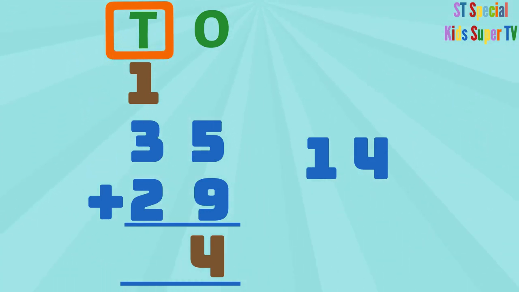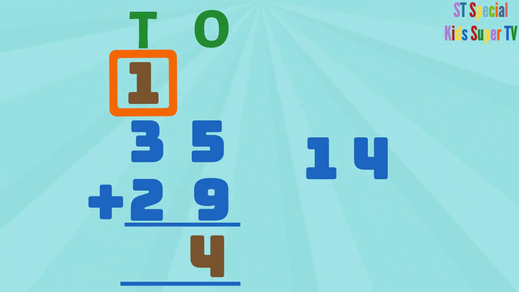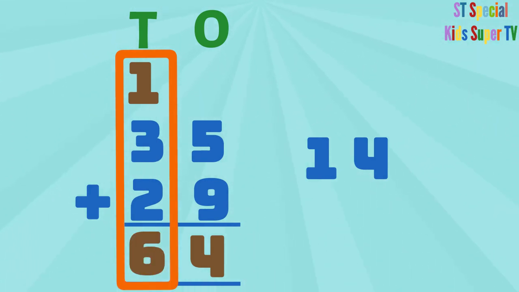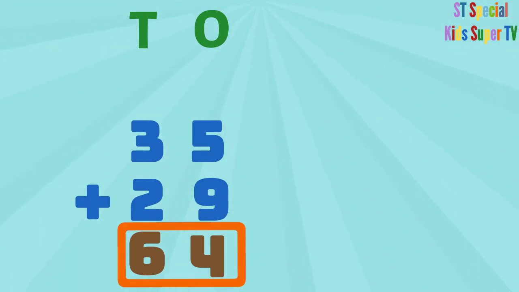Then we add the tens. 1 carried over ten plus 3 tens plus 2 tens equals 6 tens. We write the 6 under the tens column. We then have the final answer, 64.